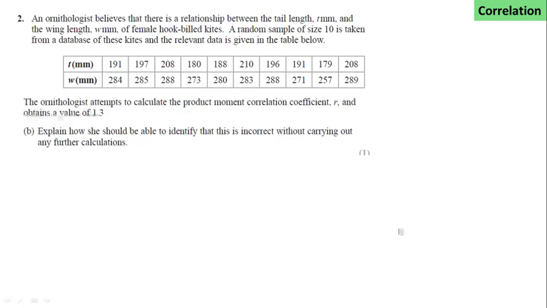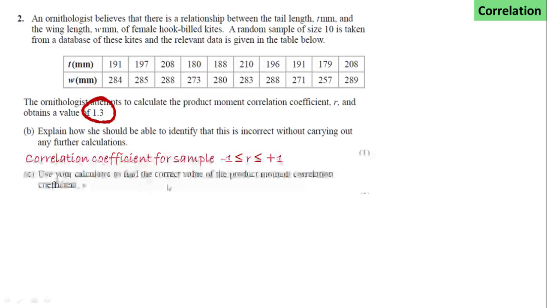Okay, so an ornithologist attempts to calculate the product moment correlation coefficient r and gets a value of 1.3. How do we know this isn't correct? Well, we know that a correlation coefficient will always be somewhere between -1 and +1. If it's -1, we have perfect negative correlation. If it's +1, we have perfect positive correlation. If it's 0 in the middle, we have no correlation.